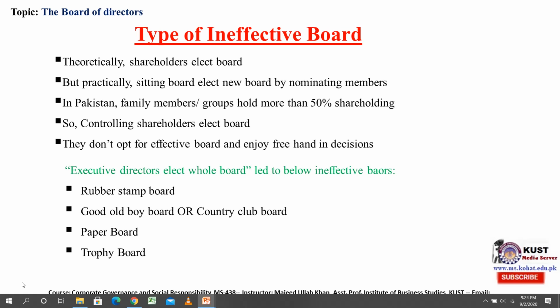So what types of board may there be? First is the rubber stamp board. We will discuss each one: good old boy board, country club board, paper board, and trophy board.